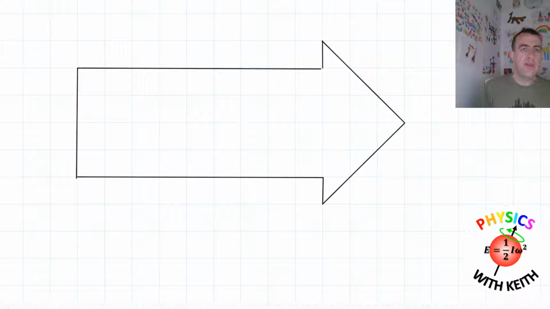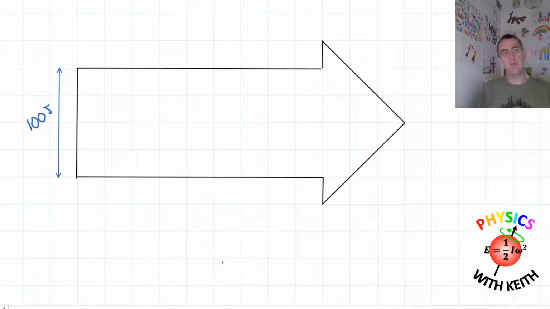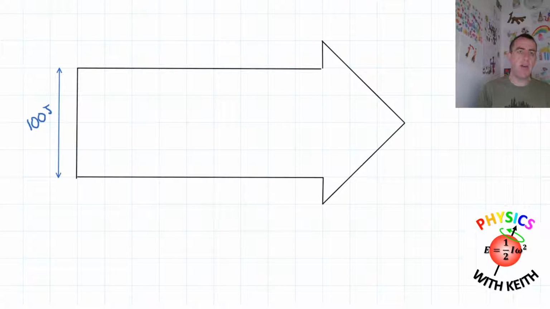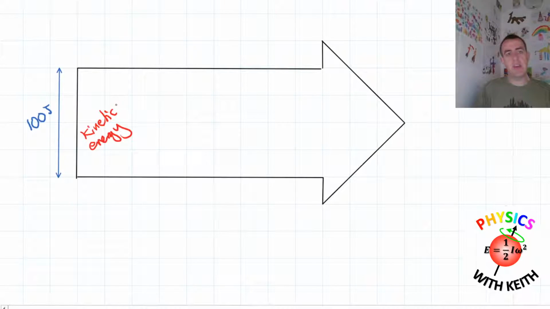So the width of this arrow, 4 squares, represents an amount of energy. Let's just pick a number. Let's say it represents 100 joules of energy. And what we can do is label this arrow, and sometimes it's labelled before the arrow, sometimes on the arrow. I can label this arrow kinetic energy. So here we have kinetic energy. We've got 100 joules of that.